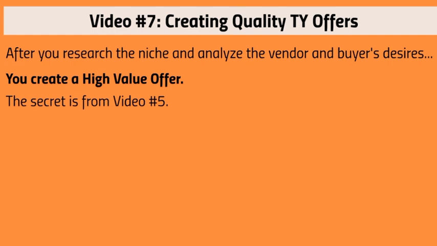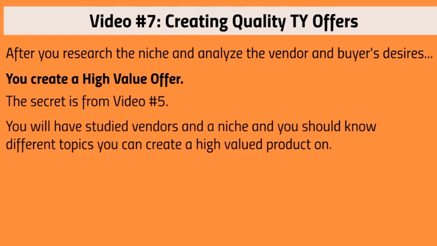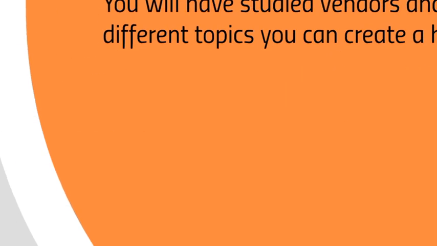So the secret is from video number 5, where we talked briefly about finding vendors to piggyback on. And in doing so, we were able to study the vendors in a niche, and you should know different topics that you can create a high value product on. Remember, it's not about creating something that the vendor has already created. It's about creating something of high value that is not in direct competition, but is related in some fashion, whereas the vendor will actually say yes.